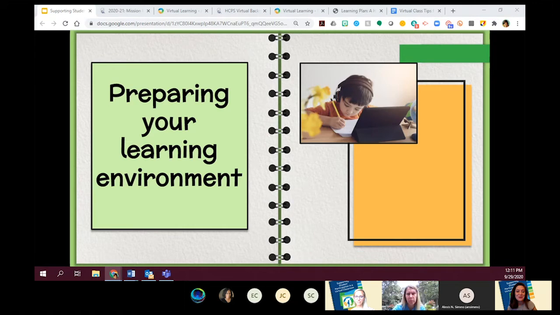And if you have a preschool or kindergarten or a secondary middle schooler or high schooler, you can put on backgrounds as well, which will allow other kids not to see the other things happening in your house that could distract another kid on a screen. So for preparing the learning environment, step 1, limit those distractions.